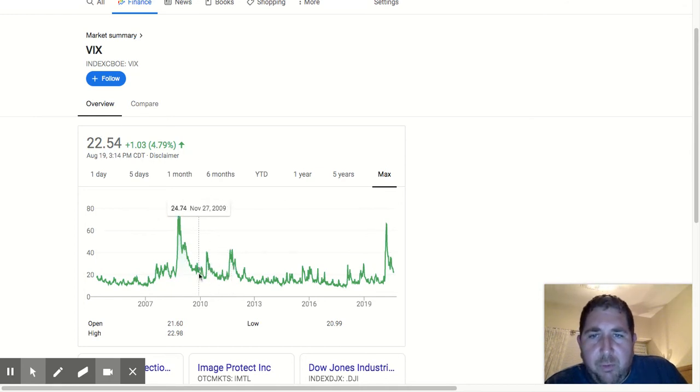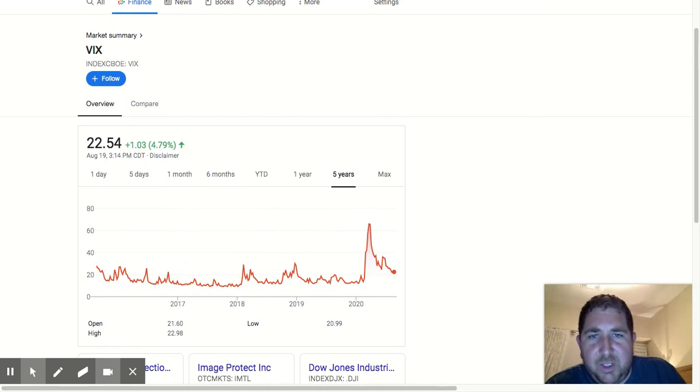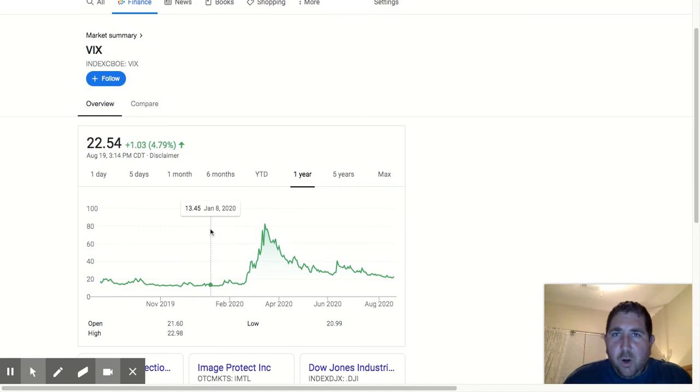So we can probably expect, sometime in the future, a couple more spikes of scares that are going to trigger a little bit of instability in the stock market. But that's an overview of the VIX, the Volatility Index. Hope you guys will follow it and track it.